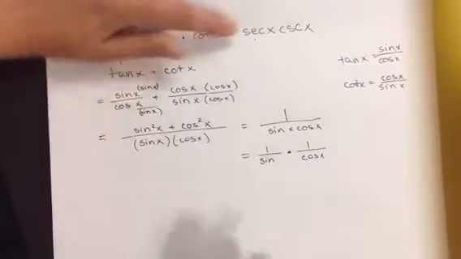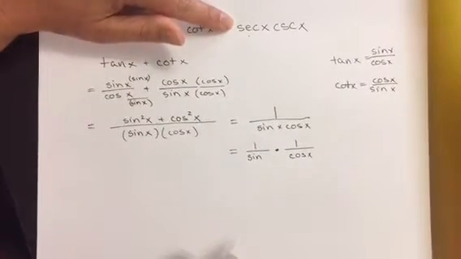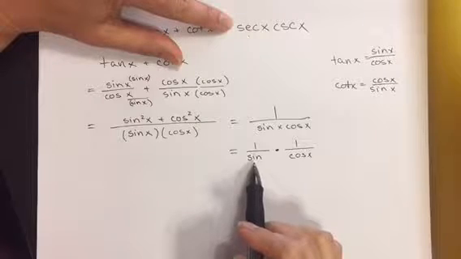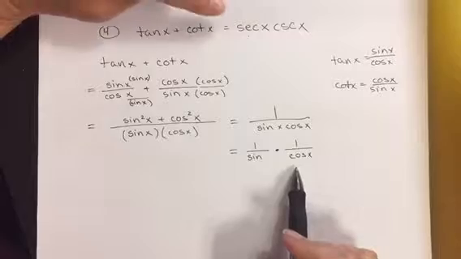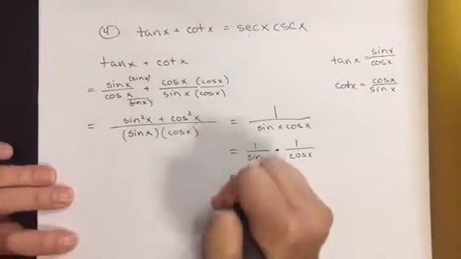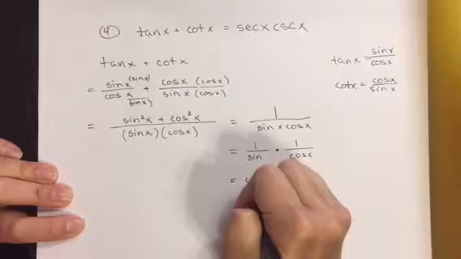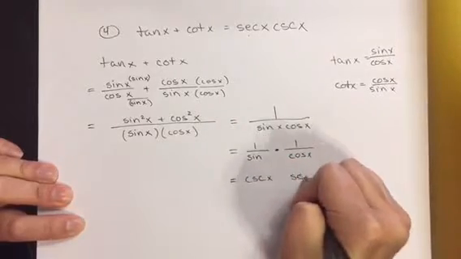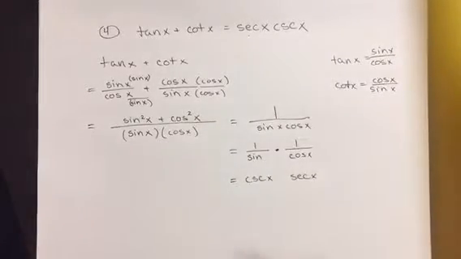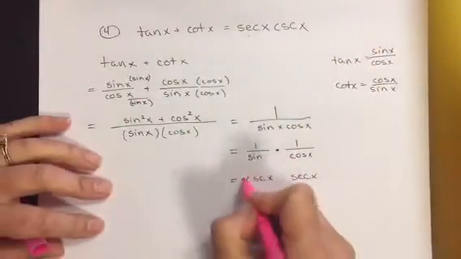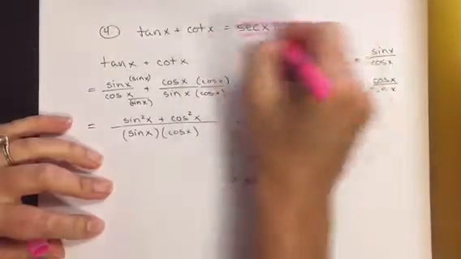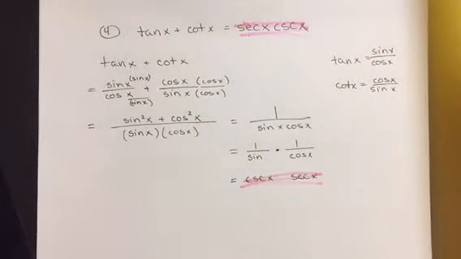I have finally gotten pretty much where I want to be here, because the reciprocal of sine is cosecant, and the reciprocal of cosine is secant. So I'm going to go ahead and plug those in. And so now I have verified this identity, because I have shown that both sides of the equation are equivalent.